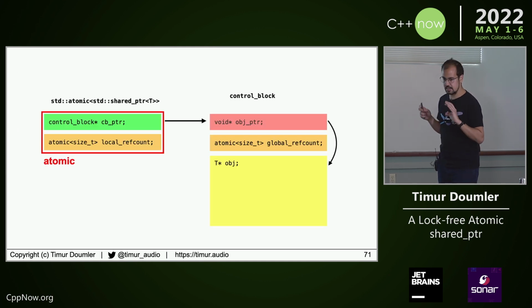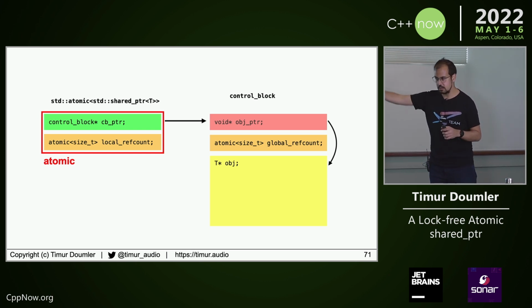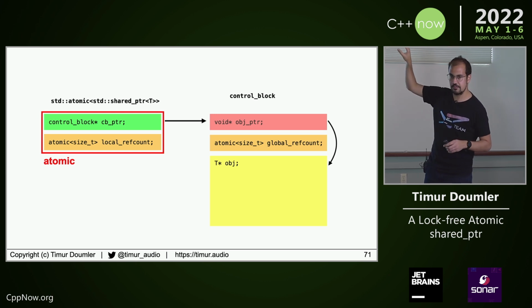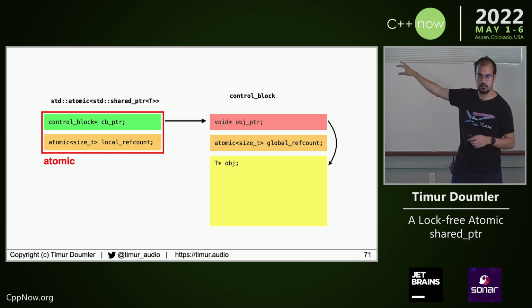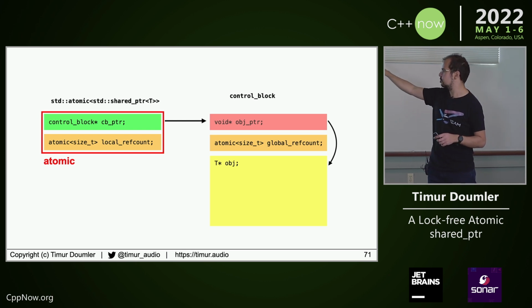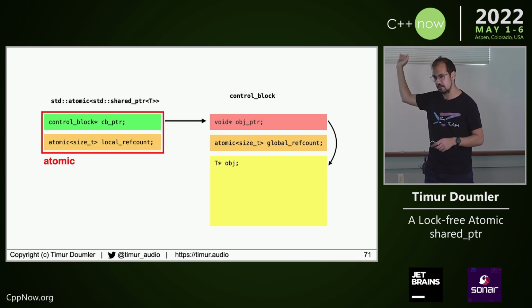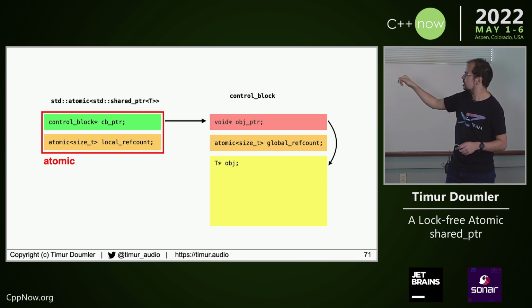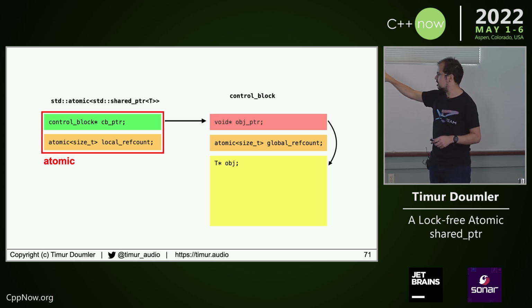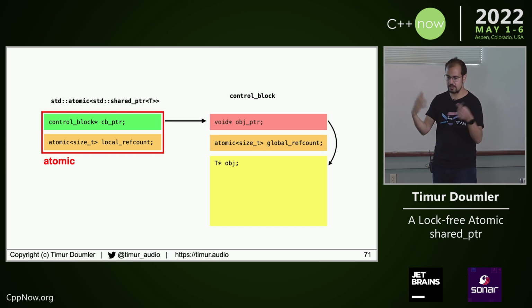So what is the idea? How are we going to do this? The idea is that you split the ref count into a local ref count and a global ref count. You have a ref count which lives in the control block, which is the global one. Then you have a local ref count, which lives in the atomic shared pointer instance itself. You might have multiple of those if you have multiple instances referring to the same control block. Those two together tell you what the actual ref count is.